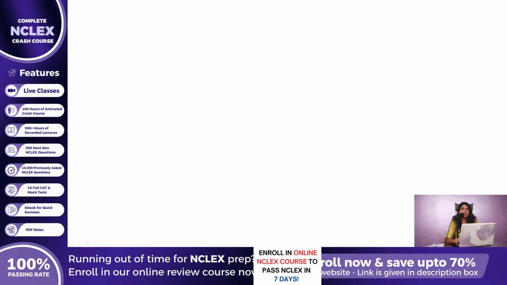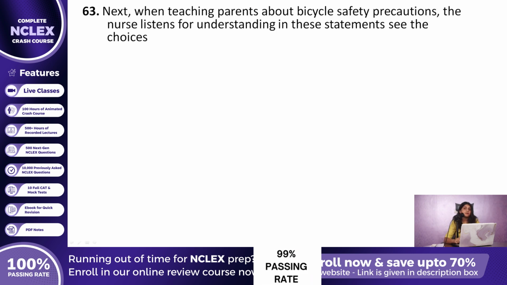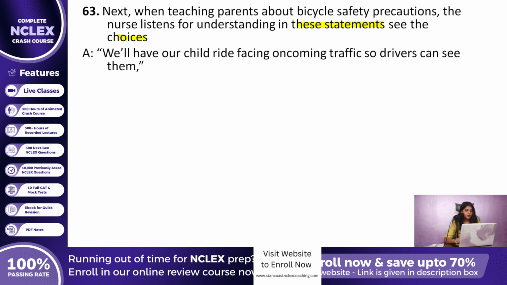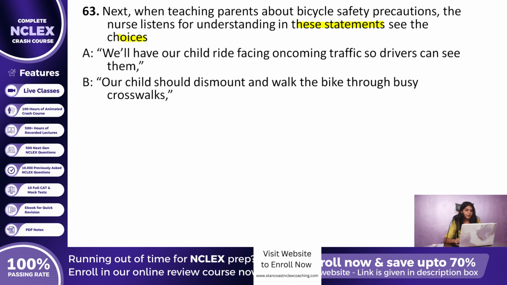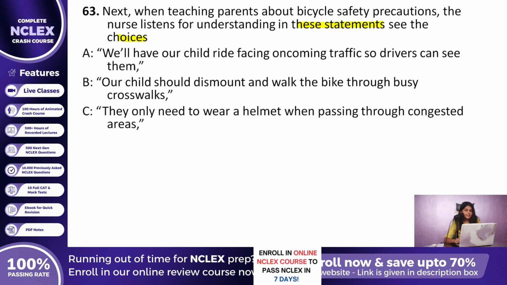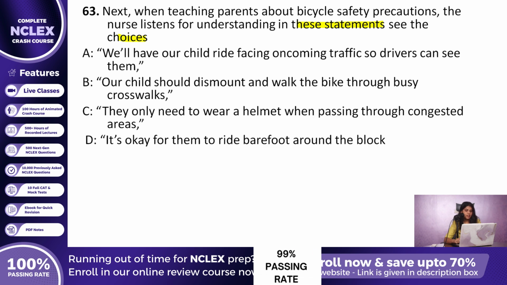Question 63. Next, when teaching parents about bicycle safety precautions, the nurse listens for understanding in these statements. See the choices. A. We'll have our child ride facing oncoming traffic so drivers can see them. B. Our child should dismount and walk the bike through busy crosswalks. C. They only need to wear a helmet when passing through congested areas. Or D. It's okay for them to ride barefoot around the block. And correctly recognizes B. Our child should dismount and walk the bike through busy crosswalks.